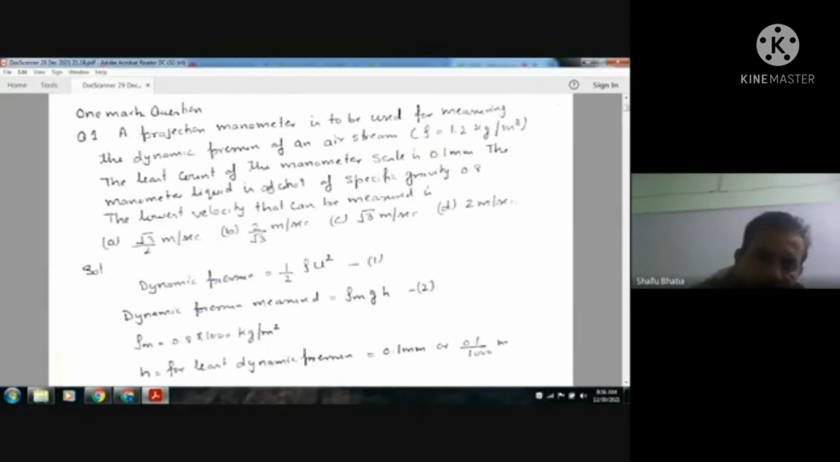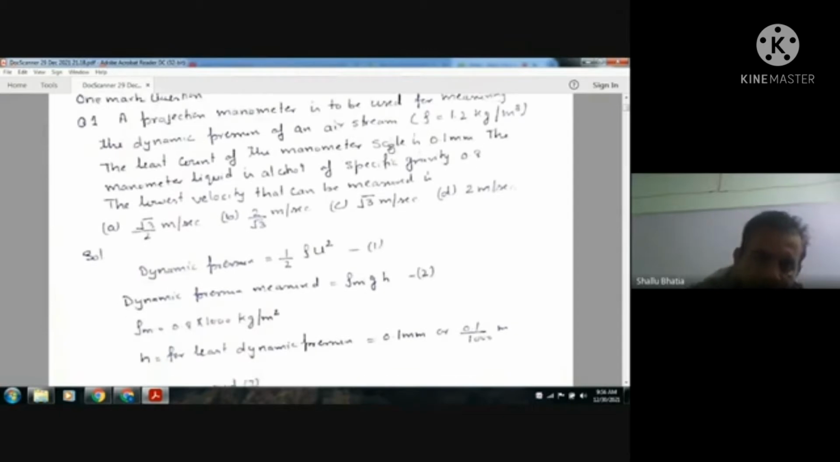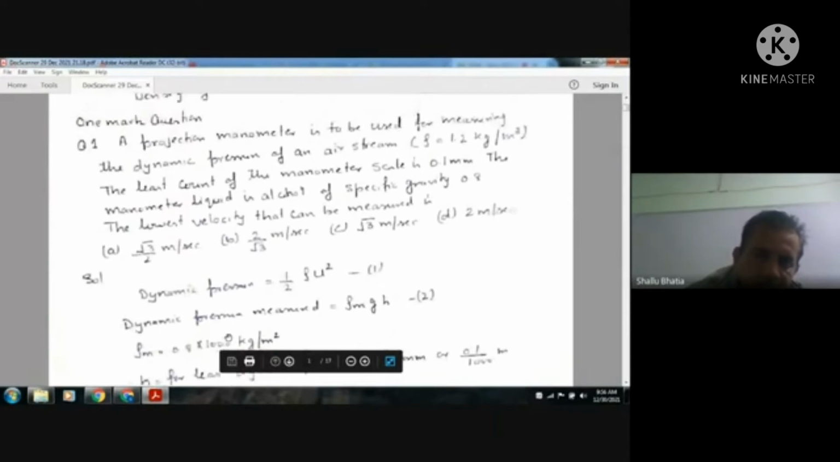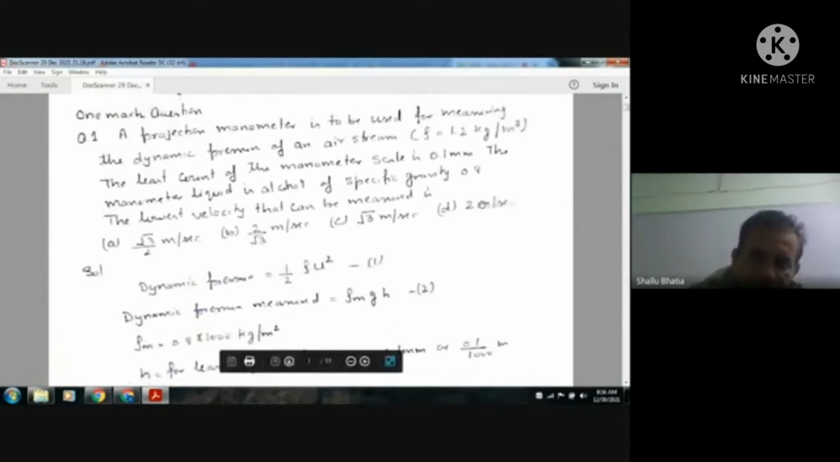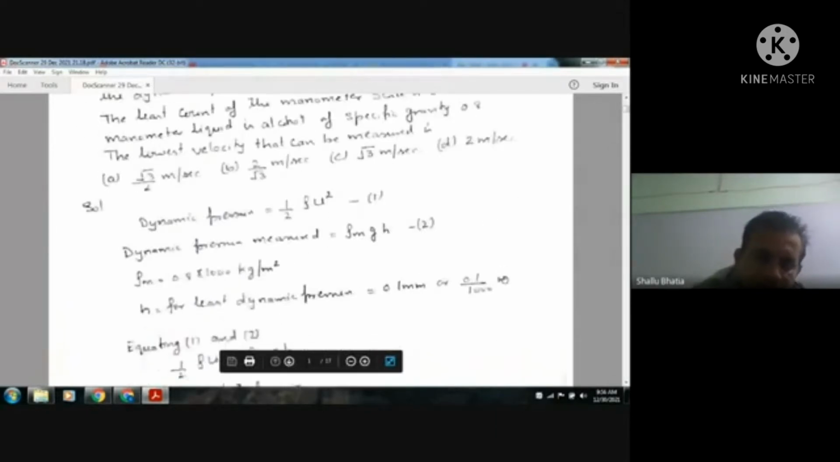As the least count of the manometer scale is 0.1 mm, the minimum pressure the manometer can measure is rho m g h, where rho m is 0.8 into 1000, so this is 800, and g is 10 and h is 0.1 divided by 1000 meters. So this is the dynamic pressure measured, rho m g h.